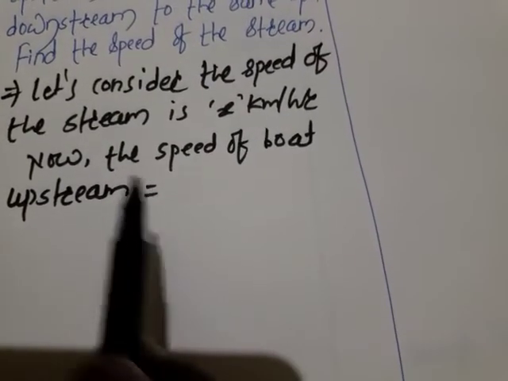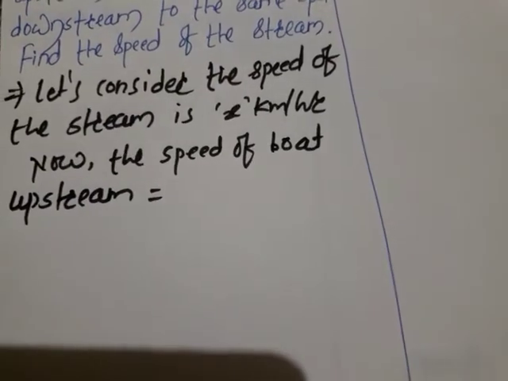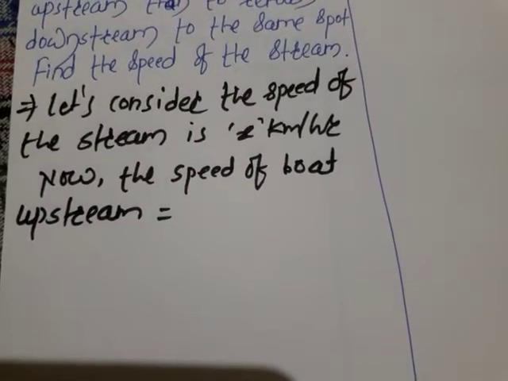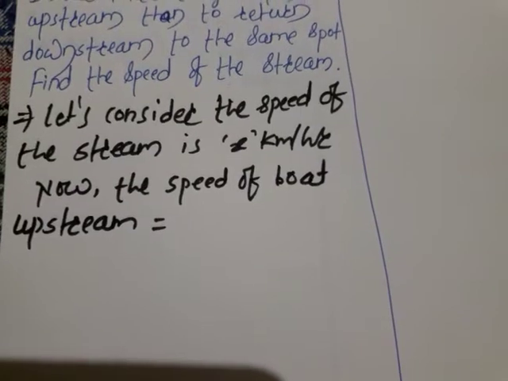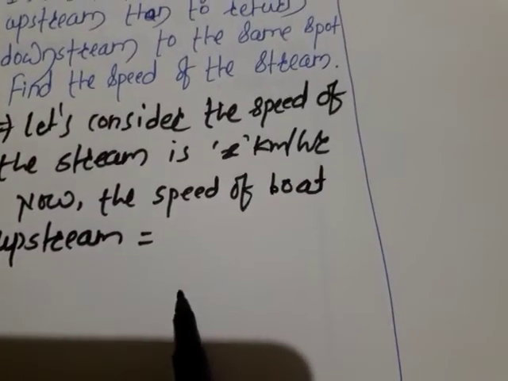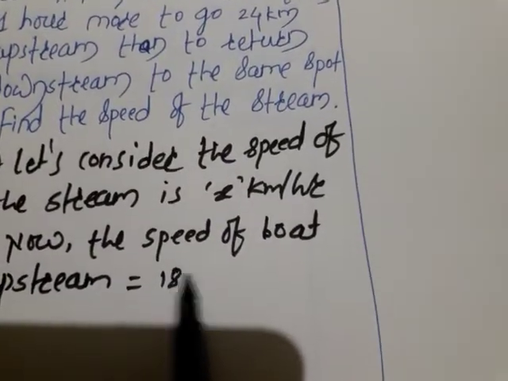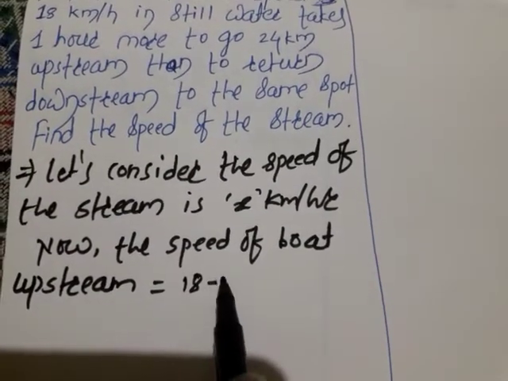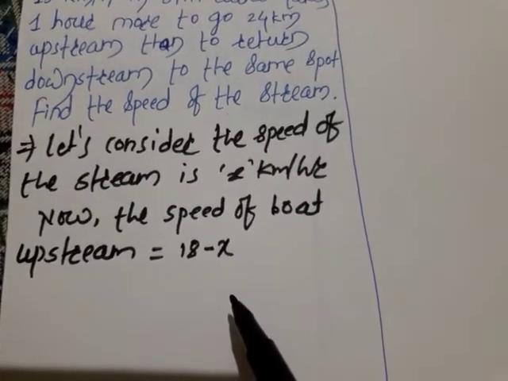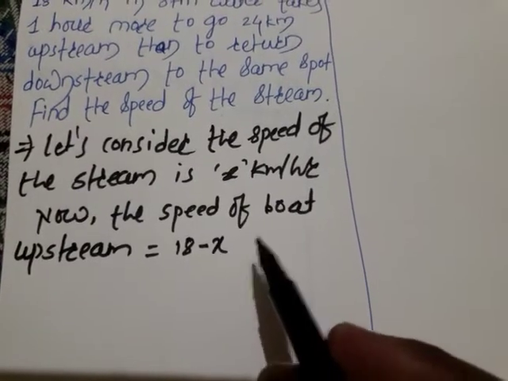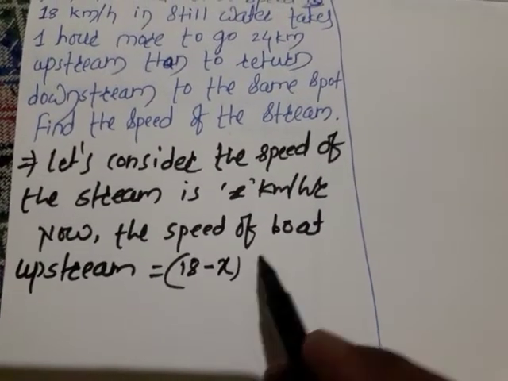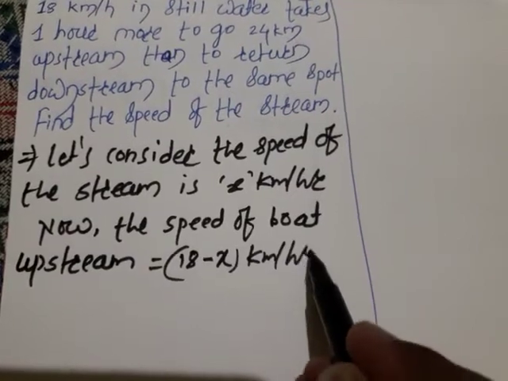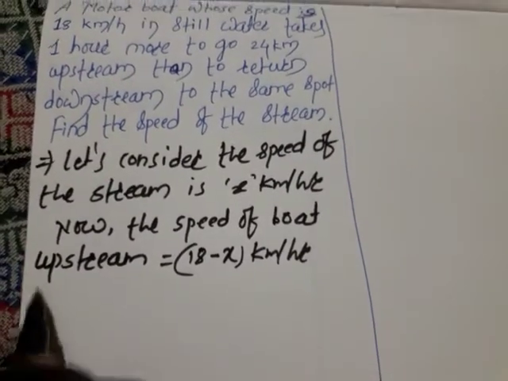That time what you will write, look here. Now the speed of the boat upstream, यानी कि बोट ऊपर जा रही है, तो ऊपर जाते वक्त क्या होगा? The speed of the boat is, we know that very well, 18, and the speed of the stream is what? X, means it will oppose, means 18 minus x kilometer per hour. Are you getting? Kilometer per hour.